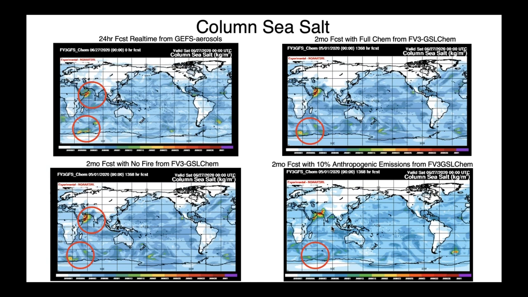The 2 month forecast is similar again to the 24-hour forecast. The GAFS aerosols, as well as the no fire and anthropogenic emission cases, don't have as much impact on the sea salt as on other aerosols. So we have checked the column integral of dust, organic carbon, black carbon, sulfate, and sea salt. They all appear to be similar to the GAFS aerosol, which we consider as the truth. Then we move on to the aerosol optical depths, which ultimately will affect the meteorology field.